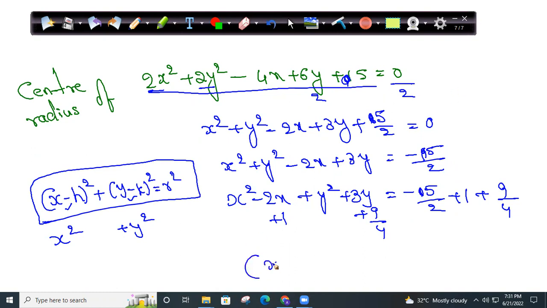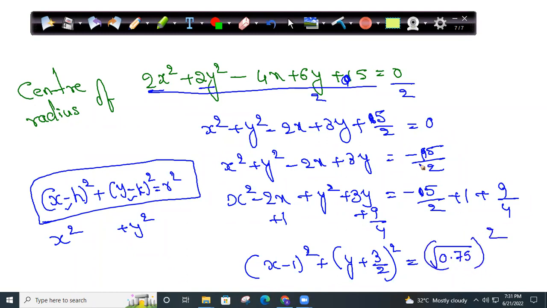So this becomes x minus 1 whole square plus y plus 3 by 2 whole square equal to 3.25 minus 0.75. So root of 0.75 whole square. I gave some random numbers, so don't worry. So center should be 1 comma minus 3 by 2 and radius should be square root of 0.75. See how simple. Questions should definitely be simple, but just take one simple trick.